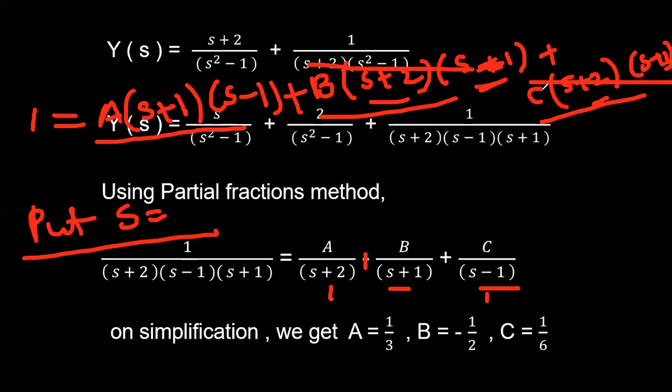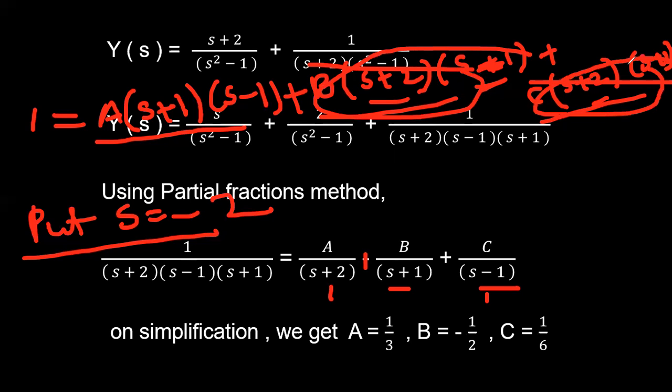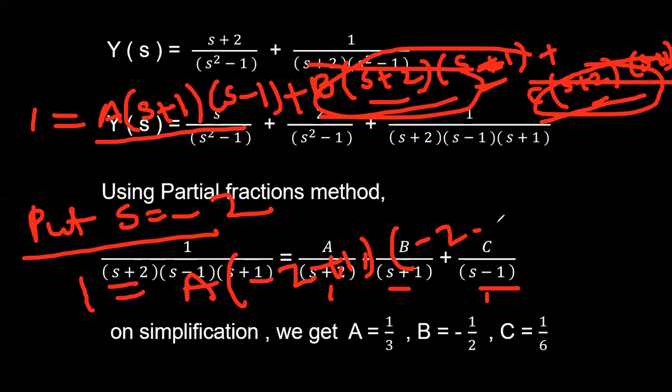So in both the terms, you will have a common S plus 2 and S plus 2. If you put S is equal to minus 2, then B will be equal to 0 and C will be equal to 0. Both will become 0. So when you put S is equal to minus 2, then 1 is equal to A into minus 2 plus 1, next minus 2 minus 1. So in place of S, we have to substitute this minus 2 value such that B will be eliminated and C will be eliminated, and we can find out only the A value.